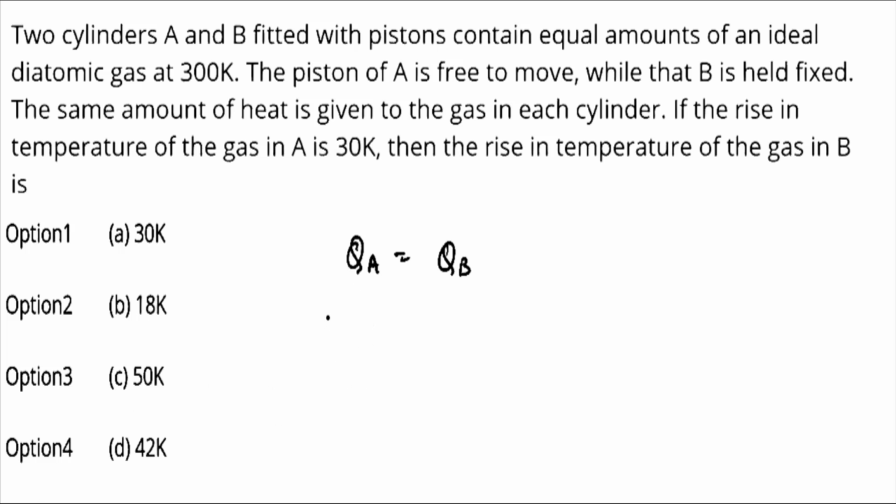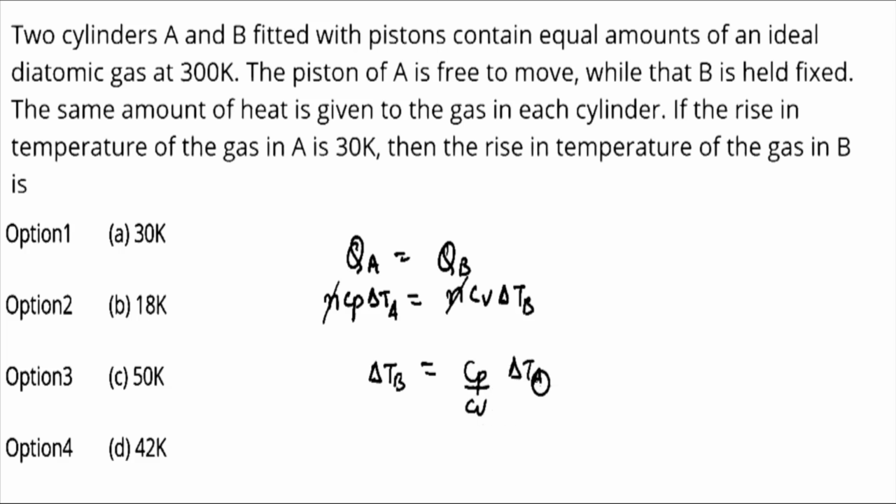at constant pressure. So the heat will be given as n Cp delta T. In cylinder B the piston was fixed, so it will get heated at constant volume, so the heat will be given as n Cv delta T. Now the number of moles in both cylinders is the same, so it cancels out. So from here we get delta TB equals Cp upon Cv times delta TA.